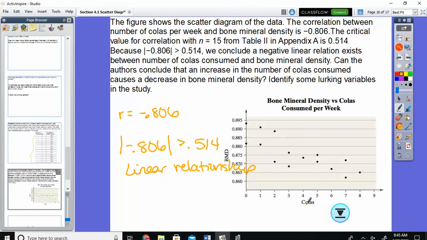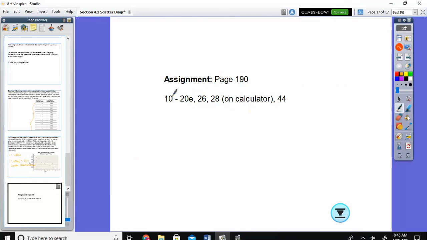Does that mean that drinking soda decreases your bone density? Not necessarily. It could. We found a relationship, but it doesn't mean one causes the other. So all you can say is there's a linear relationship, not that there is a cause. Just have to be careful on our wording there.